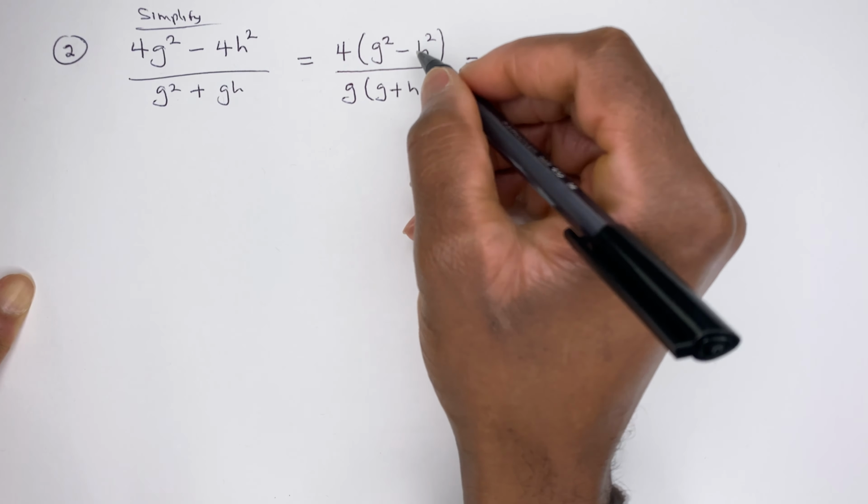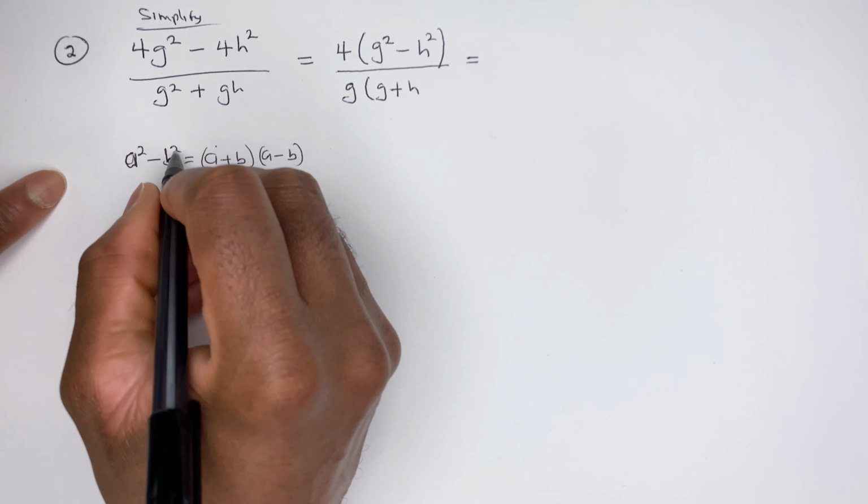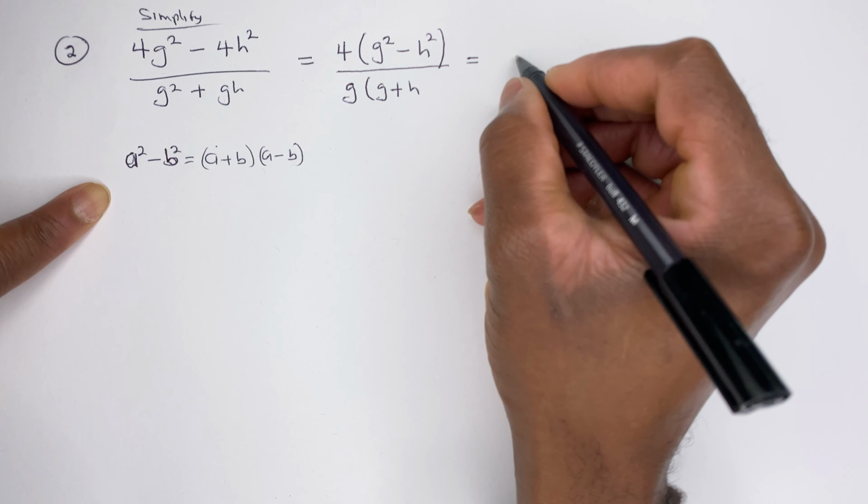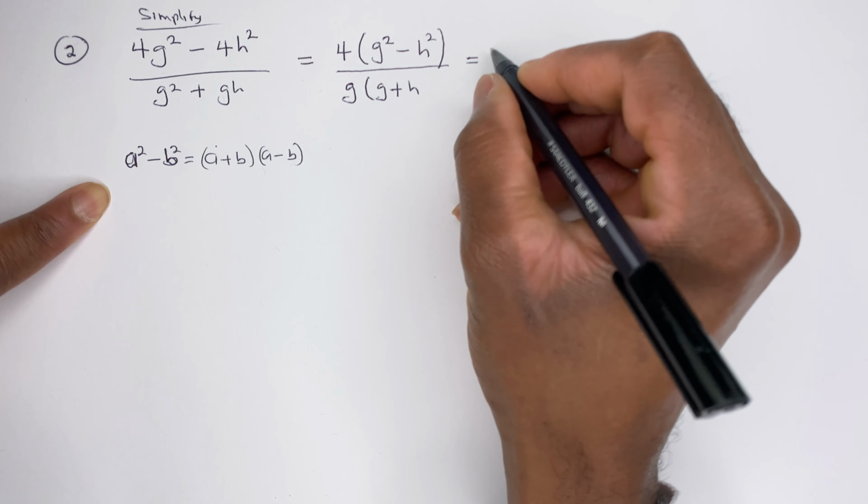So that's difference of two squares. One square is a squared, the other square is b squared. Difference means take away, and that's what you get. And here, I can see the difference of two squares.